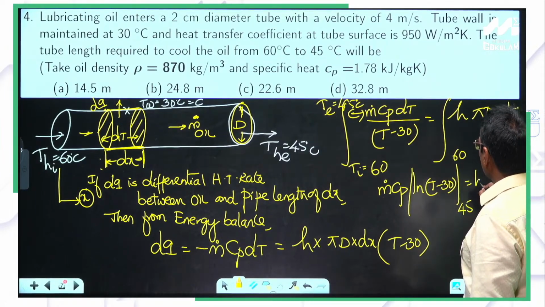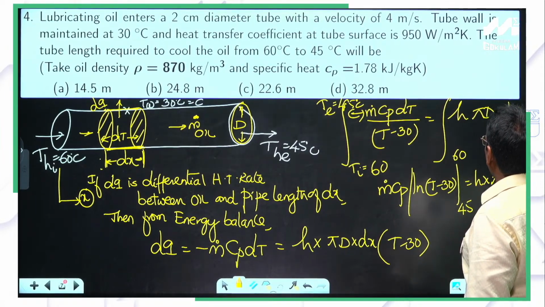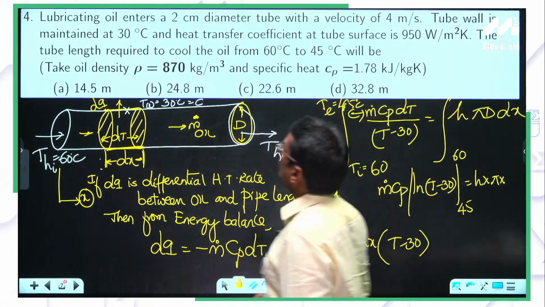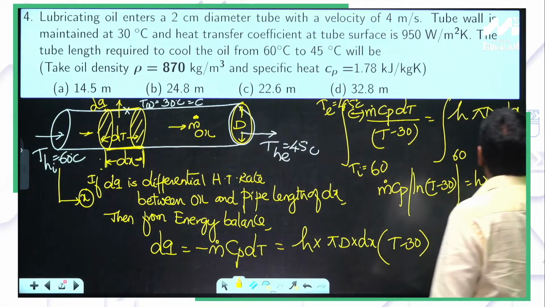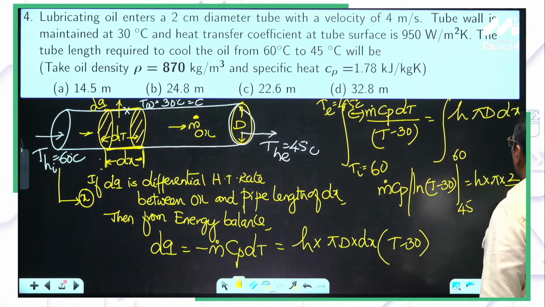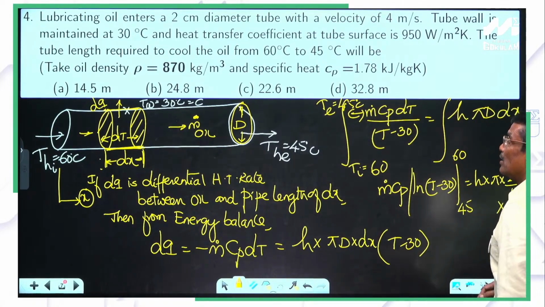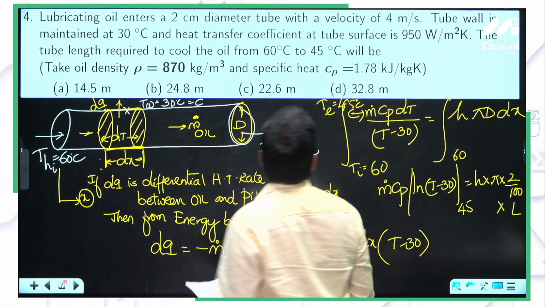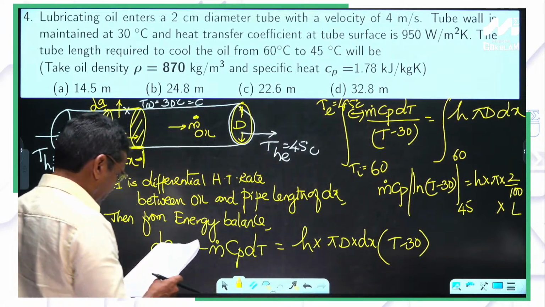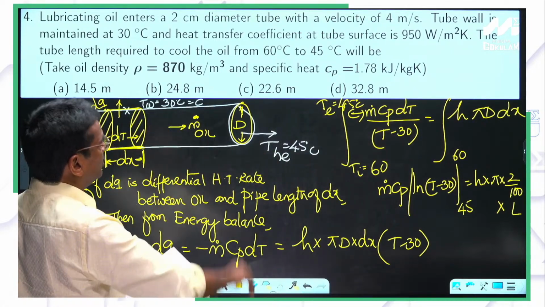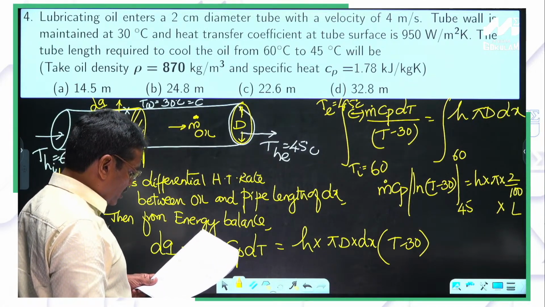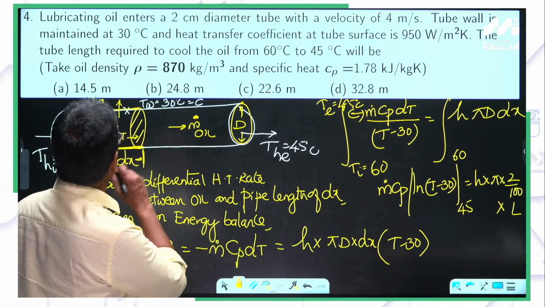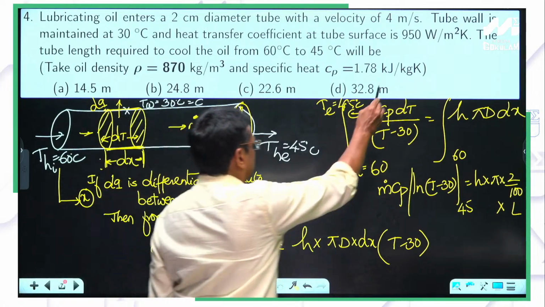h has been given, pi is known. What is the diameter of the pipe? 2 centimeter diameter there. 2 divided by 100, into length. h is known, everything is known. You can calculate the length of the tube. The velocity given is superfluous data. I think, if m dot is not known, actually m dot is not given here, yeah. That is where this velocity has been given.